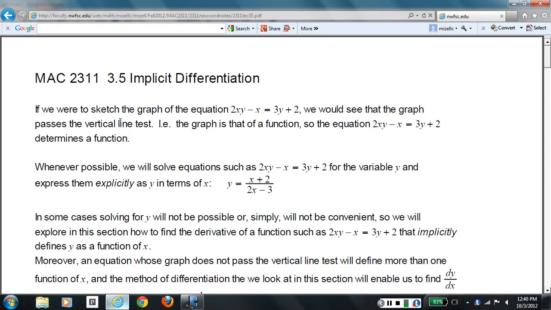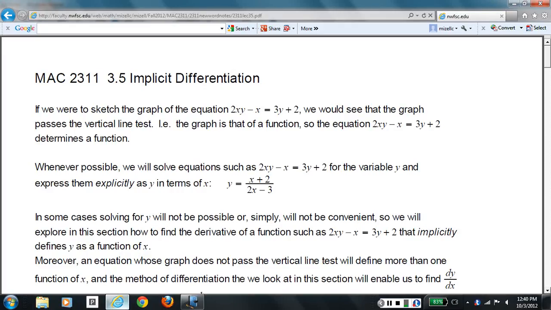Now, in this particular case, you can solve it for y, and it turns out that it is a function of x. y equals (x plus 2) over (2x minus 3). Won't take the time to do that. We do that in college algebra. But this one is a function of x, and when that happens, we can compare.